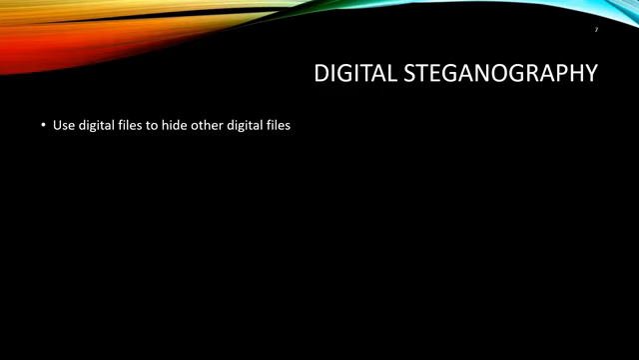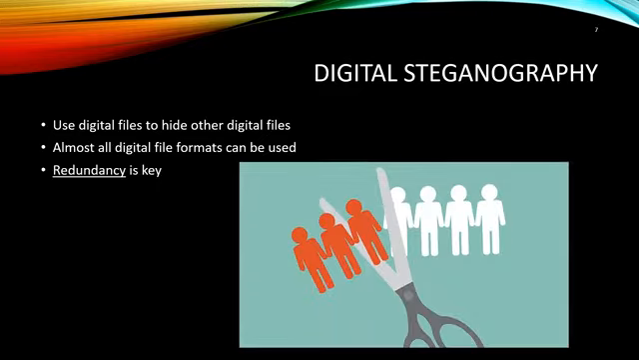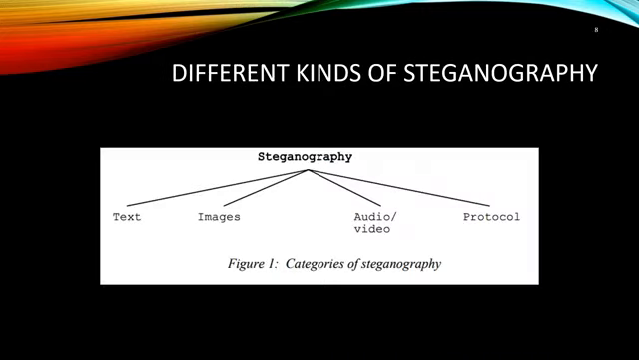A very crude description of digital steganography is using digital files to hide other digital files. Nearly all file formats can be used, but the formats that are most suitable for steganography are the ones with a high degree of redundancy. Redundancy is important because the redundant portions of a file, or the redundant bits, are the ones that are replaced with the hidden message data without the alteration being easily detected.